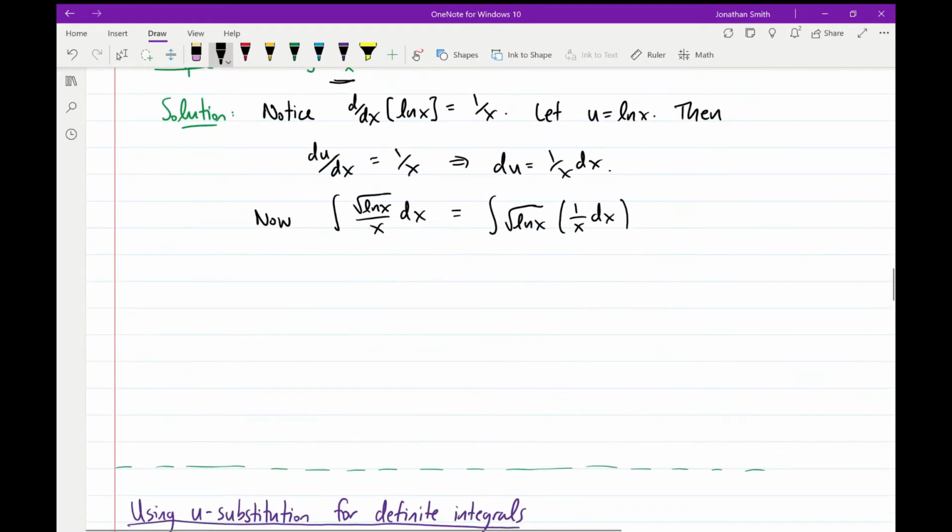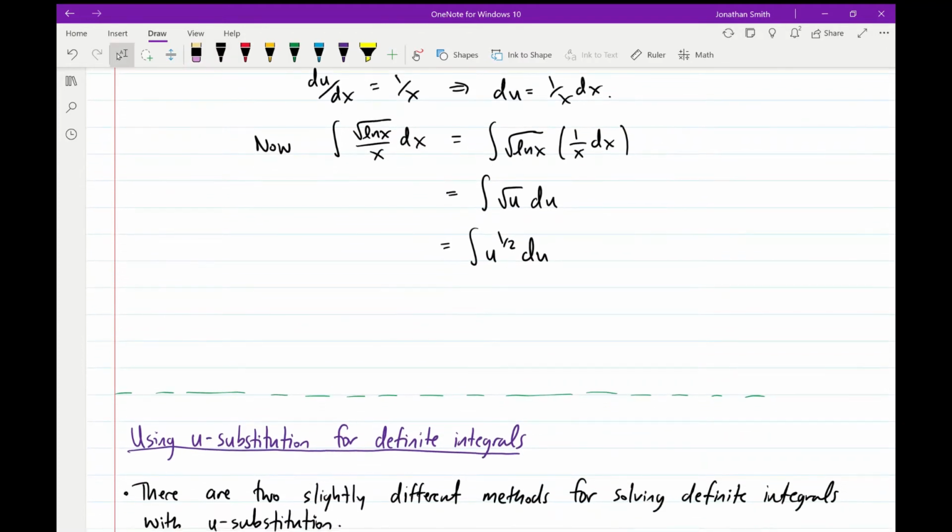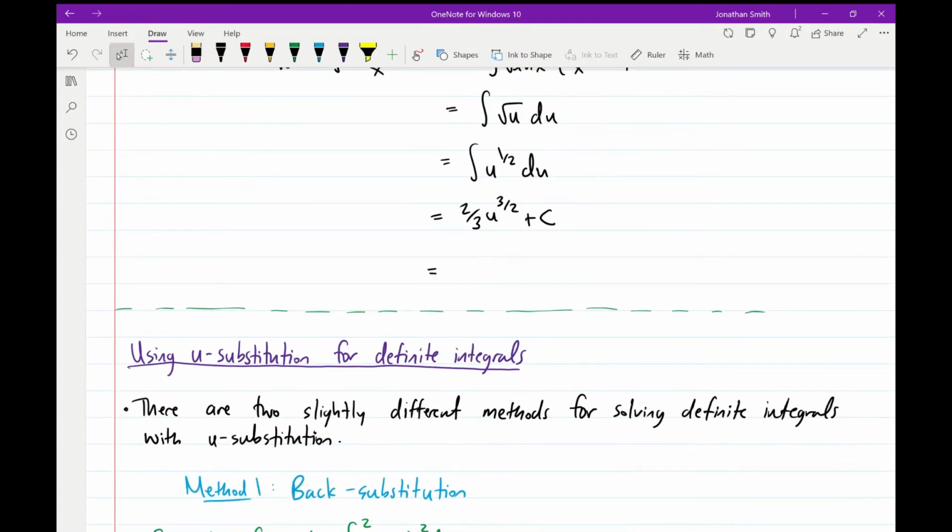But now the substitution is clear from here. So I have the integral, and since u is equal to the natural log of x, I get the square root of u, and now du is equal to 1 over x dx. So I get the square root of u du. I can rewrite this as u to the 1/2 du. And now I can take the integral with respect to u, and I get 2/3 times u to the 3/2 plus c, and then finally substitute back in for u in terms of x.